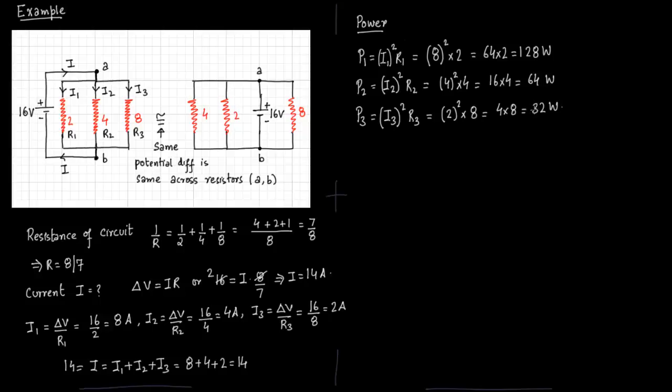So you can see that there are three resistors in parallel. The resistor which has the least resistance, that is resistor 1, allows the maximum amount of power to go through it, because maximum current goes through it.